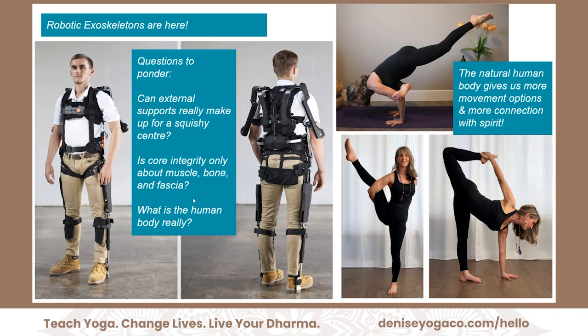So, core integrity is partly about muscle and bone and fascia, but it's also a mental state, right? It's a mental, emotional state. It's sort of a state of confidence, so there's an energetic quality to this inner core stability, and they give each other energy. Your tissues give your energy body energy, and your energy body gives your tissues energy.